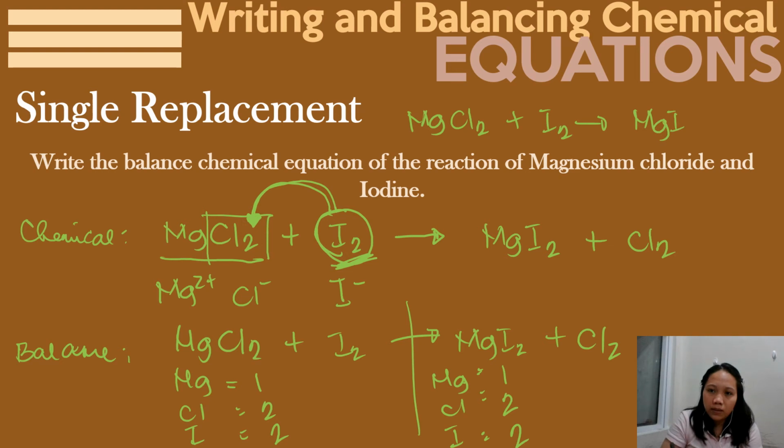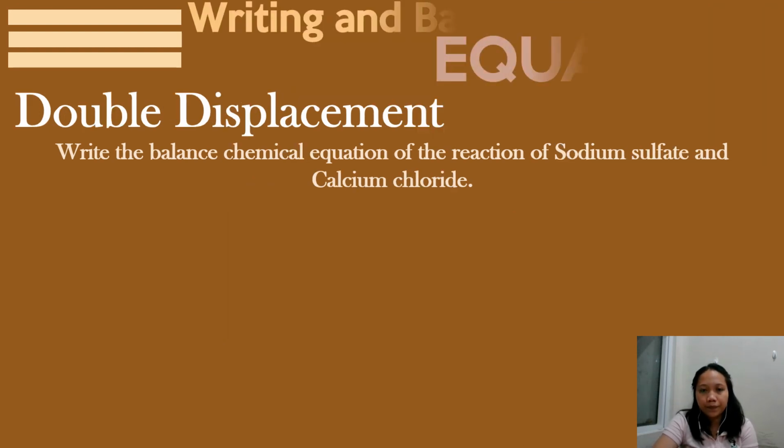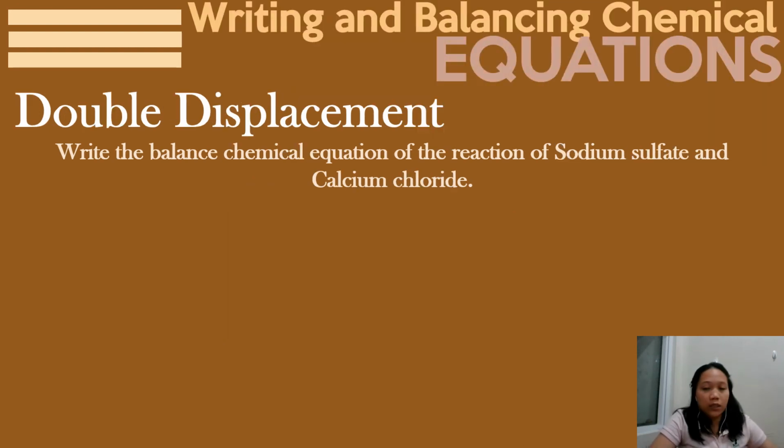So that means that you need 1 mole of your magnesium chloride and 1 mole of iodine, okay, diatomic iodine, for you to produce a magnesium iodide and the chlorine, the diatomic chlorine. Okay, so that is the single replacement. So 2 types of single replacement. It depends on the type of the element, if it is a metal or non-metal. So that is single replacement. Let's proceed to the last part, which is the double displacement.